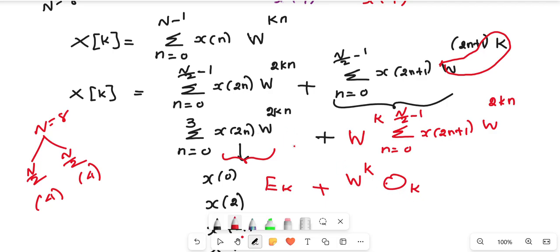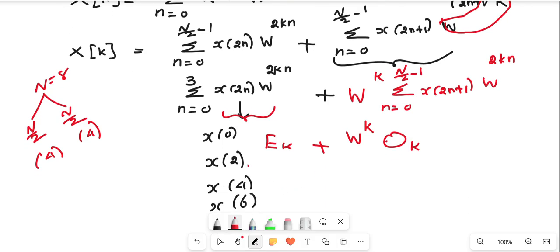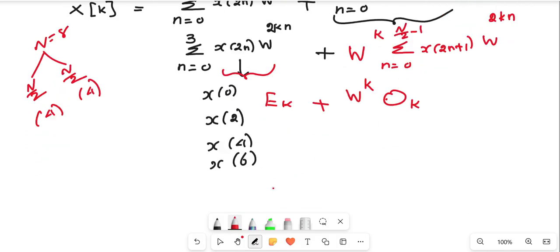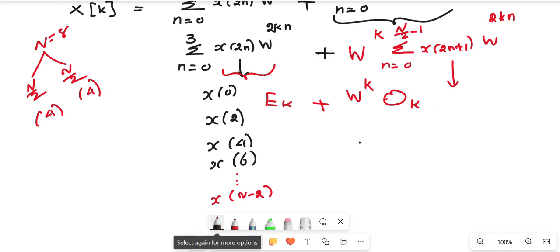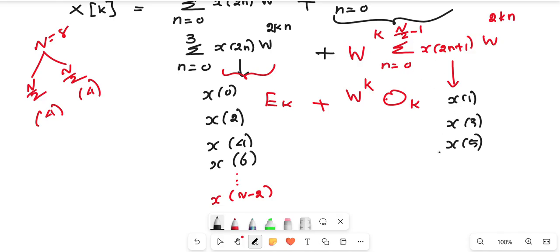So for x of 2n, you will get x of 0, x of 2, x of 4, x of 6, up to x of N minus 2. Similarly, for x of 2n plus 1, you will get x of 1, then x of 3, x of 5, x of 7, up to x of N minus 1. So we are splitting the sequence into odd and even.